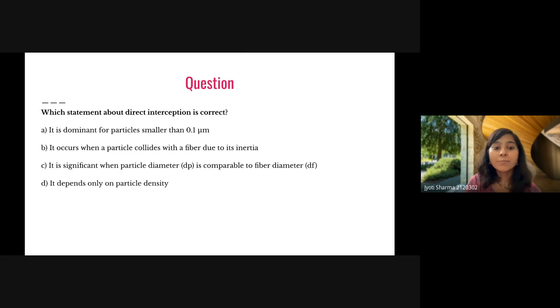So interception will be the main mechanism by which we can deposit the particulate matter. Now, which statement about direct interception is correct? We are talking about interception. A: It is dominant for particles smaller than 0.1 micrometer. B: It occurs when a particle collides with a fiber due to its inertia. C: It is significant when particle diameter is comparable to fiber diameter. D: It depends only on particle density.